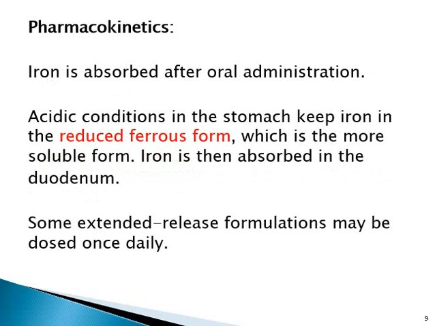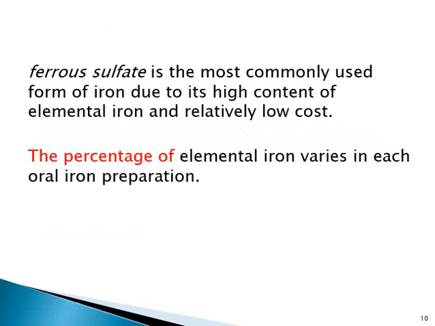Pharmacokinetics. Iron is absorbed after oral administration. Acidic conditions in the stomach keep iron in the reduced ferrous form, which is the more soluble form. Iron is then absorbed in the duodenum. That means the ferrous form is more soluble than the ferric form. Some extended release formulations may be dosed once daily, which is a benefit of some types of extended release, like extended release capsules or tablets. Ferrous sulfate is the most commonly used form of iron due to its high content of elemental iron and relatively low cost.